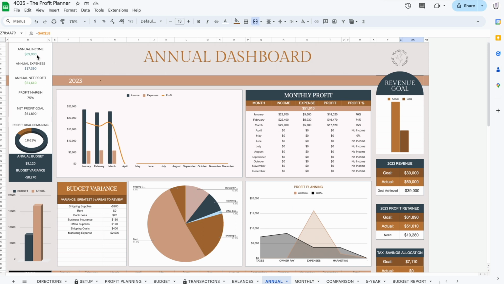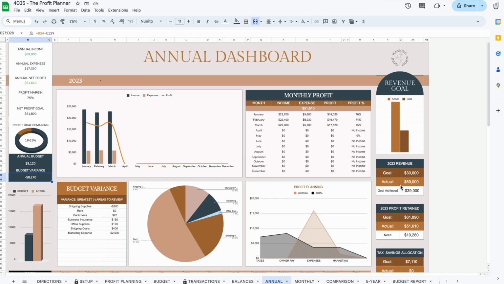Now on the left-hand side, you're going to see your actual profit and loss data. So you're going to see the annual income. You've made $69,000 this year. You've spent $17,000 this year. The first thing that I would do is I would look at what my expenses were versus what my budget was. So I have spent $8,000 more than what my budget was.